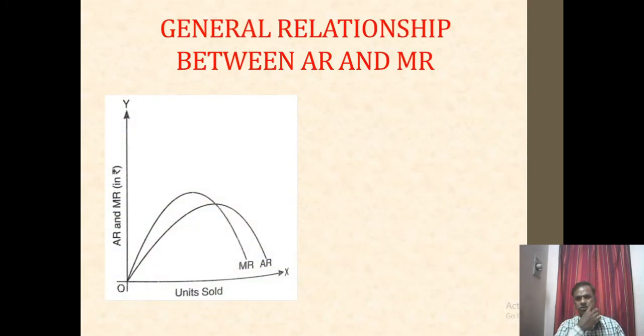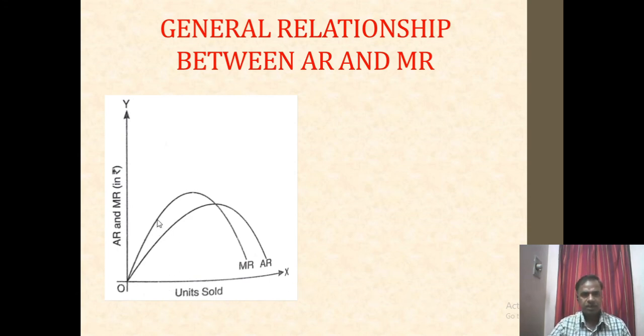Generally, suppose a question is asked without specifying whether the price is constant or falling: explain the relationship between AR and MR. Suppose the question is asked, what is the relationship between AR and MR? This you can explain. Very simple here.